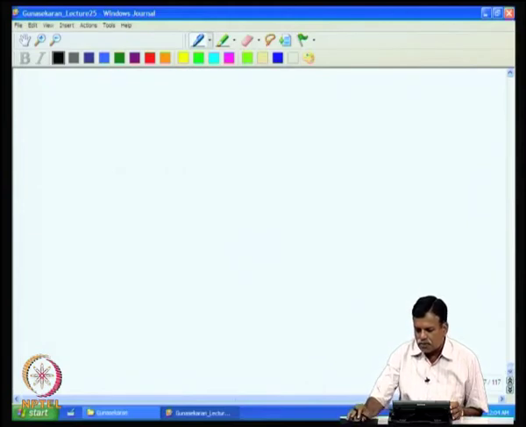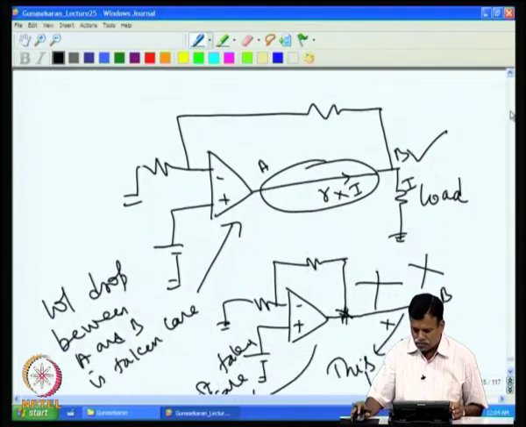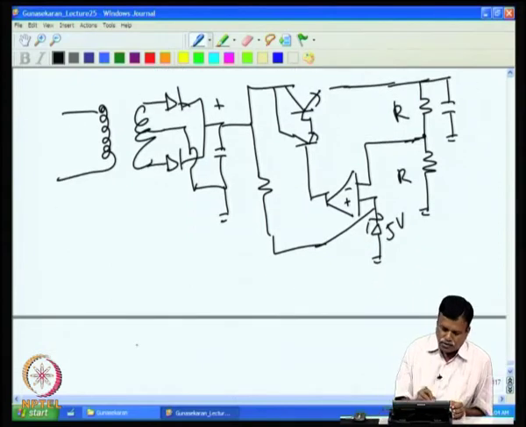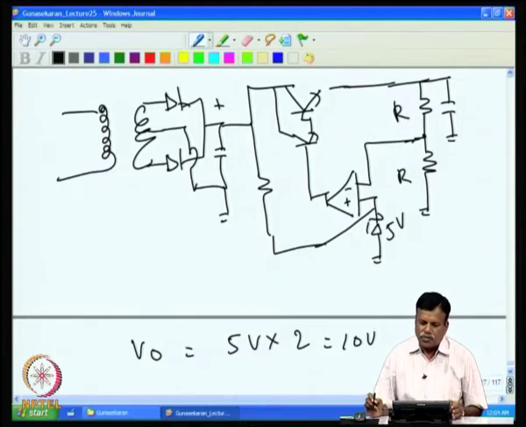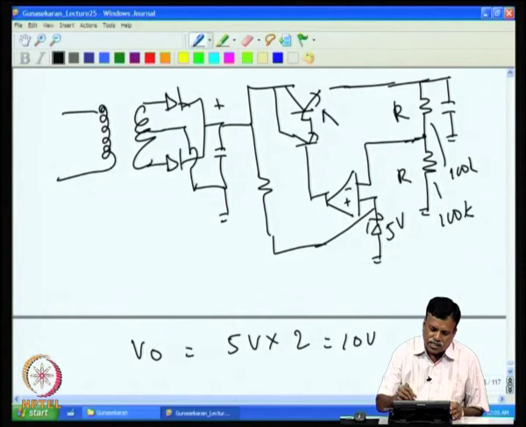So, V output actually comes as 5 volt into 2, that is 10 volt. Now, what is the temperature drift error in this circuit? Let us assume I have put 100 k and 100 k for these two resistors. Now, the base emitter voltage drift of these transistors is not an issue, because this is in a closed loop.